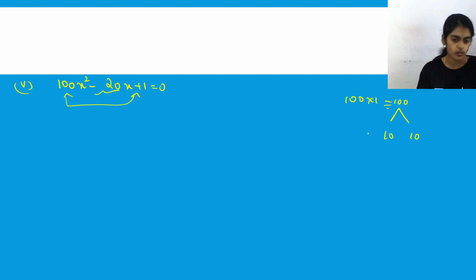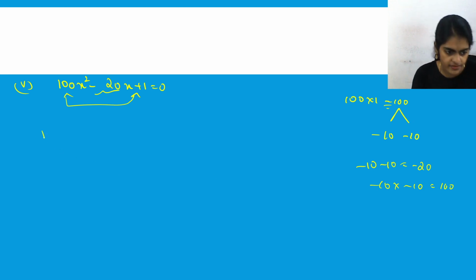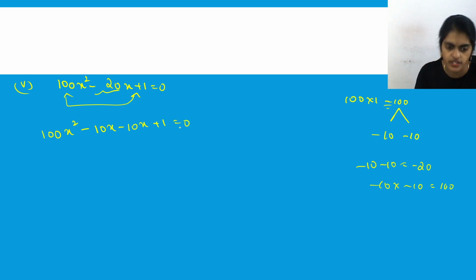Same like the previous question. So I am taking minus 10 and minus 10. So minus 10 minus 10 will give me minus 20, and minus 10 into minus 10 will give me 100. See here, so it is satisfying. So I am writing here 100x square minus 10x minus 10x plus 1 equal to 0. Okay, so 20x I am writing in this way. So from these two, 10x is common. So I will have one more 10x minus 1.